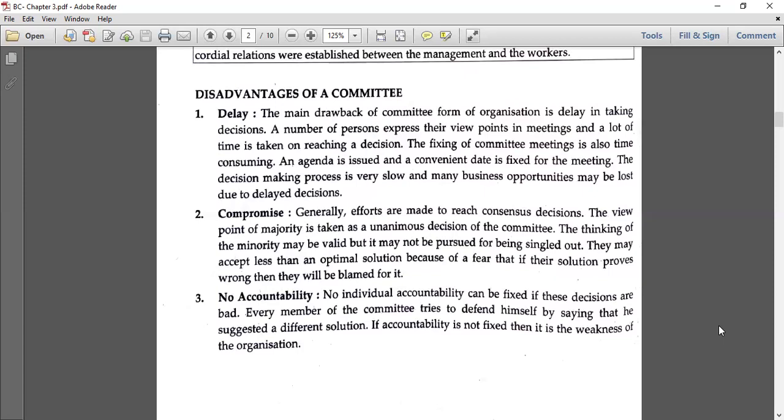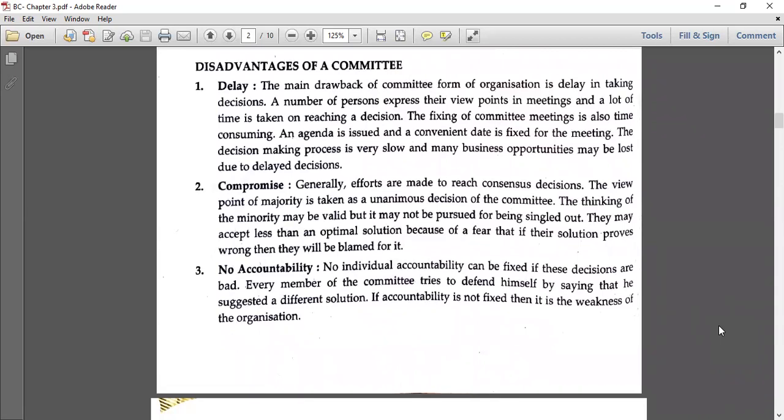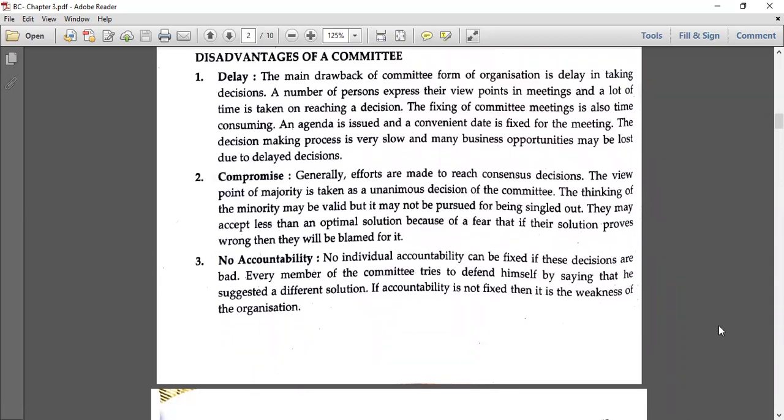So they may accept less than an optimal solution because of fear, and if their solution proves wrong, then they will be blamed for it. So that is how delay and compromise strike as a disadvantage of a committee.